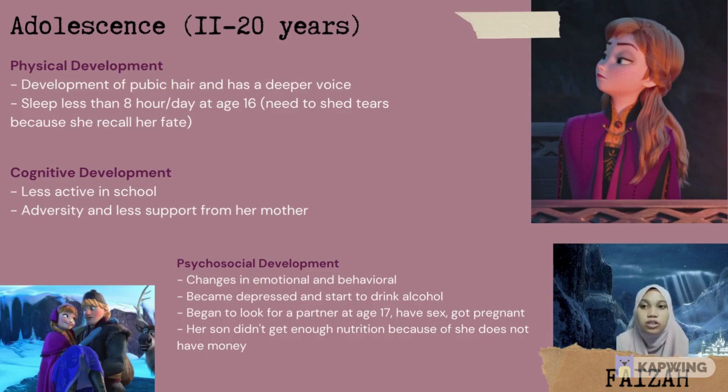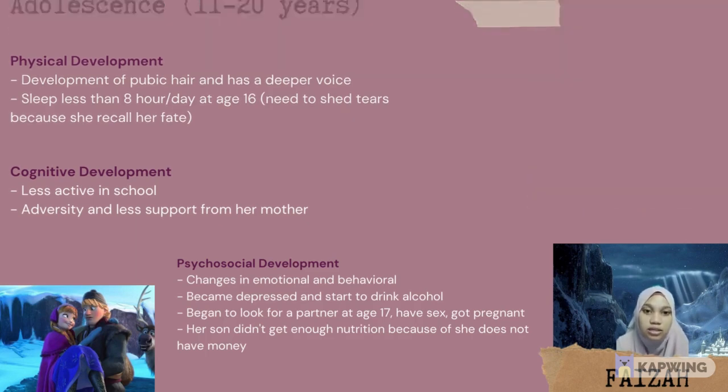For psychosocial development, she changes in emotional and behavioral where she became depressed and started to drink alcohol. She also began to look for a partner at age 17, had sex and got pregnant. Sadly, her son didn't get enough nutrition because she doesn't have enough money to raise her child.